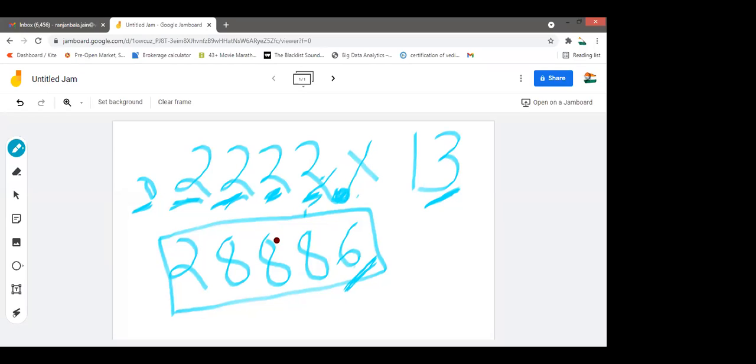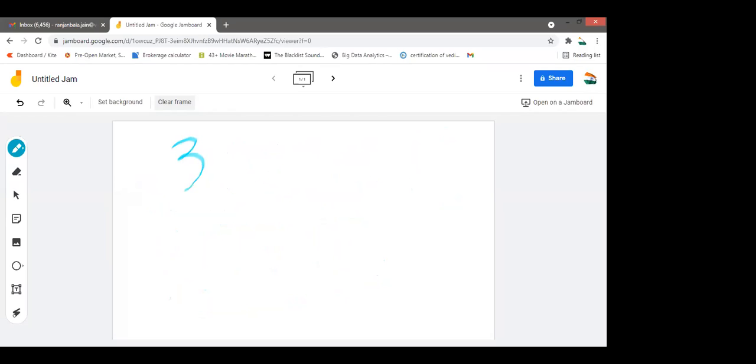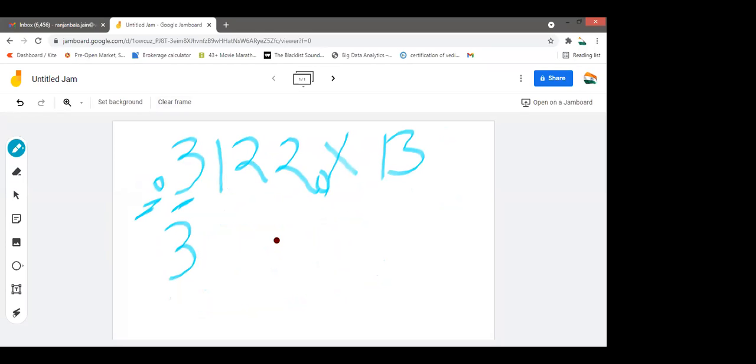Okay, very good. Now, do one more problem. 3, 1, 2, 2 multiplied by 13. Again, do 13 multiplication. How will we do it? 3 zeros are 0 plus 3, 3. 3 3s are 9 plus 1.